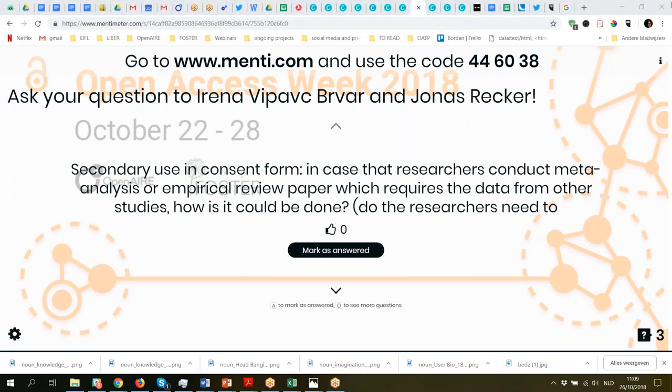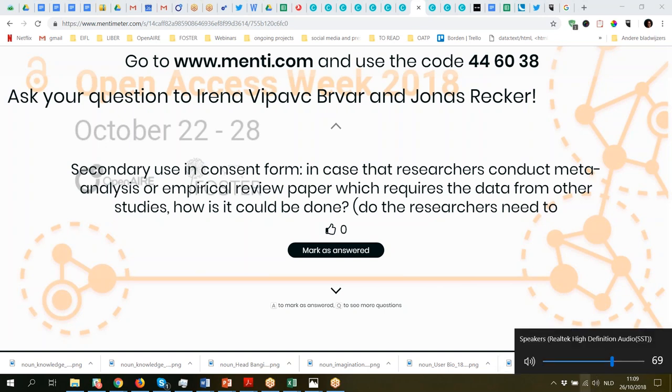So the first question is about secondary use in the consent form. In case researchers conduct a meta-analysis or empirical review paper which requires the data from other studies, how is it that it could be done? Okay, so I'm not sure if I understand the question. It's a licensing question. It's probably one of the more complicated ones. And I think in any case, Irena and I will be answering a lot, it depends.